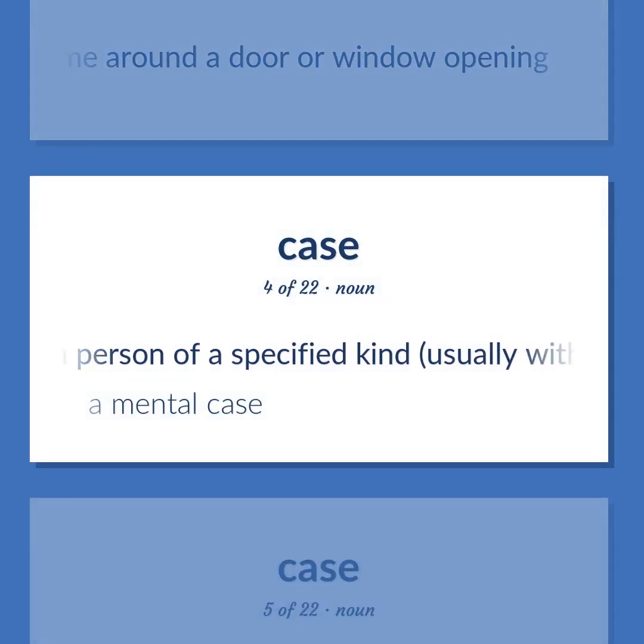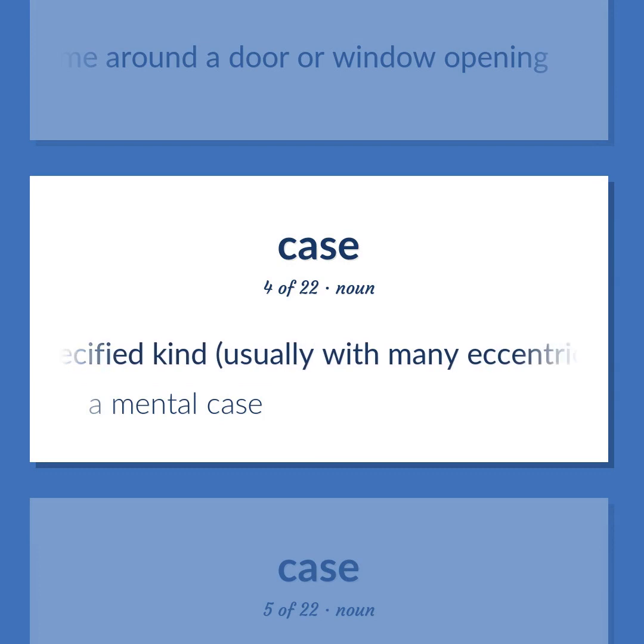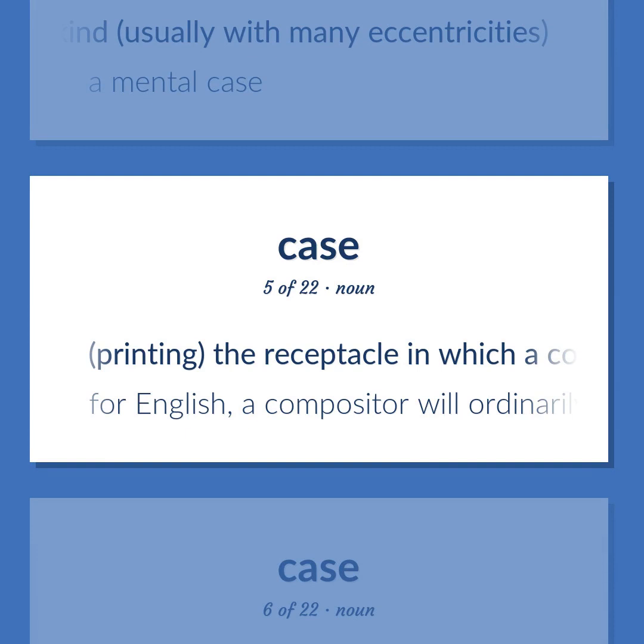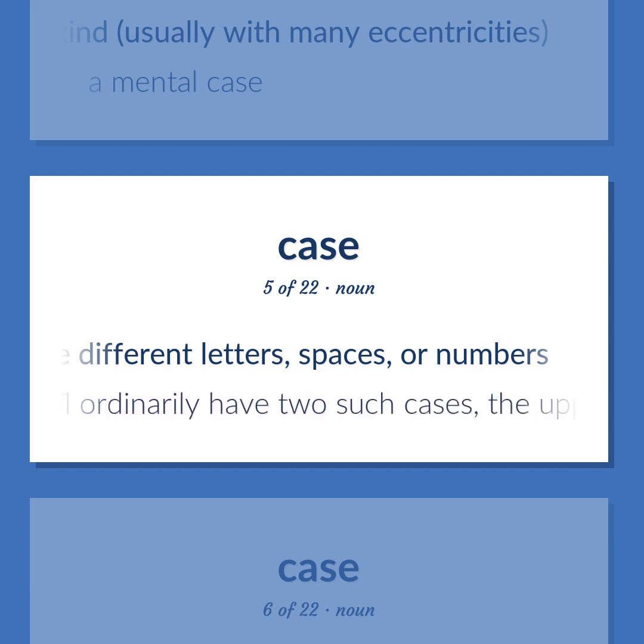A person of a specified kind, usually with many eccentricities. A mental case. Printing. The receptacle in which a compositor has his type, which is divided into compartments for the different letters, spaces, or numbers. For English, a compositor will ordinarily have two such cases, the uppercase containing the capitals and the lowercase containing the small letters.